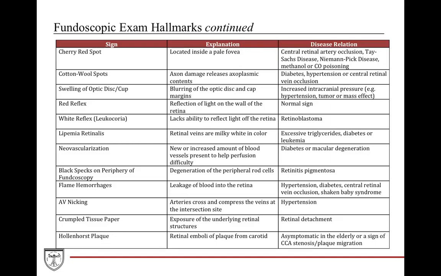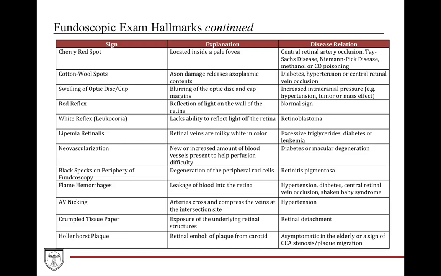You can get AV nicking, which is where the arteries cross and compress the veins at the intersection site, and it actually looks like they stop even being continuous with one another. It's actually kind of cool to look it up, and that's usually caused by hypertension. You can get a crumpled up tissue paper look as well. This is when you get exposure of the underlying retinal structures to the outside area. This is usually from a retinal detachment, which is when the retina gets detached off from the wall, it actually will crumple up like a tissue paper.